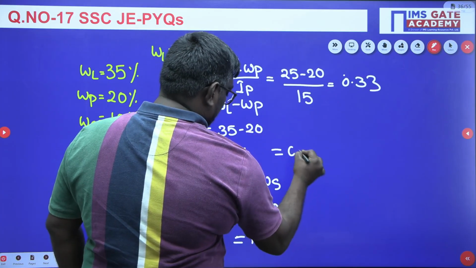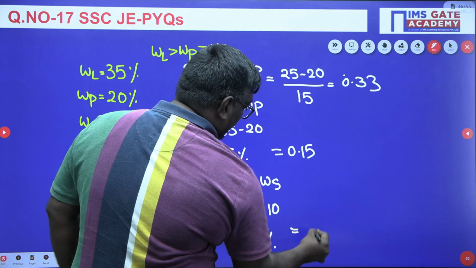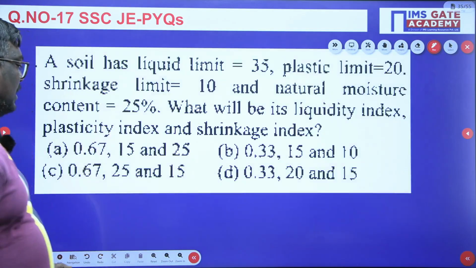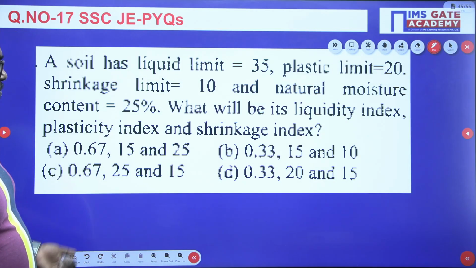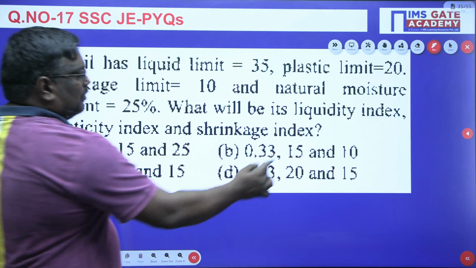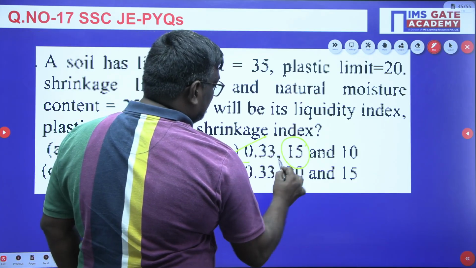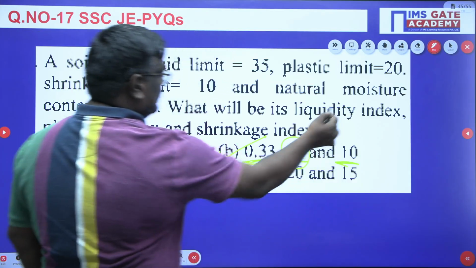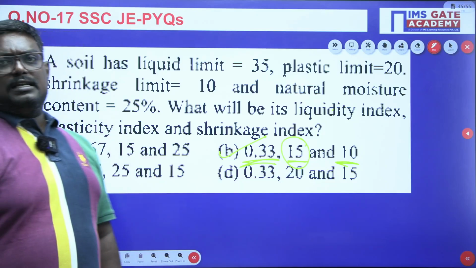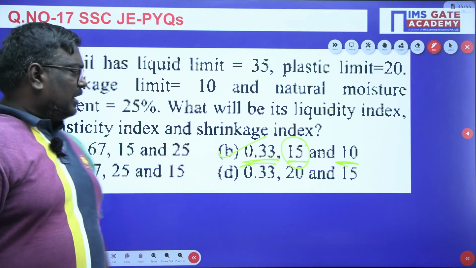So what will be the answer, sir? 0.33. Here it is. If you talk about percentile, 0.33, 15 and 10. Because liquidity index, plasticity index, and shrinkage index. I hope you are clear.